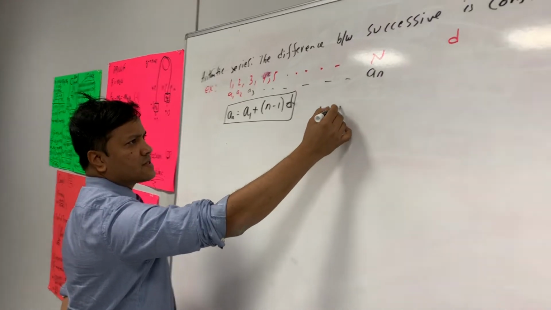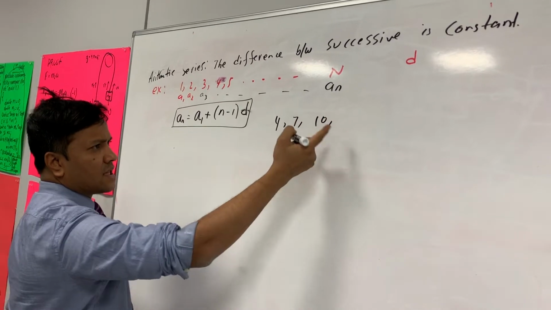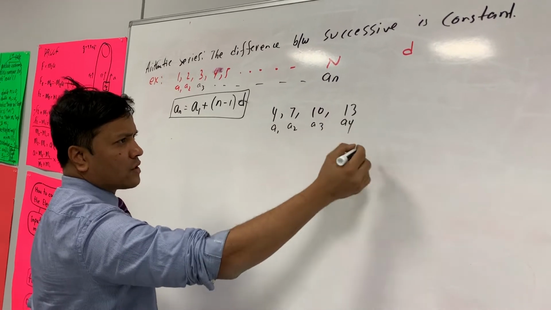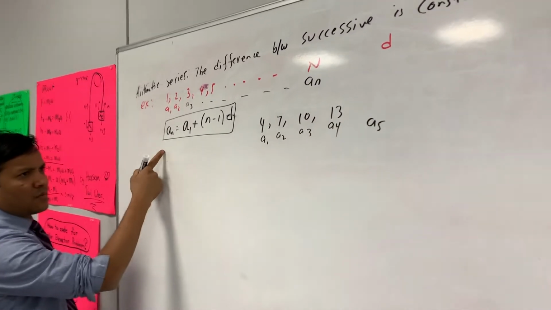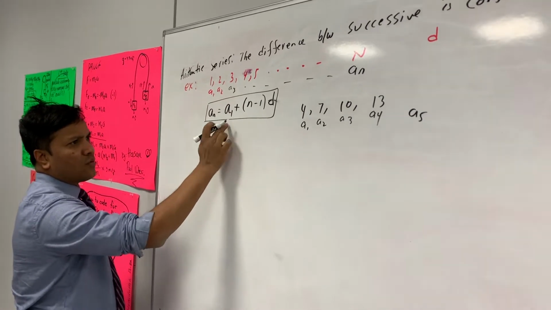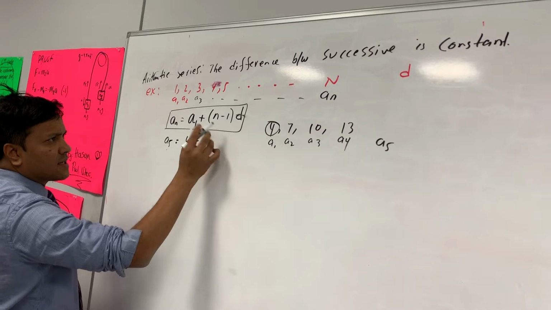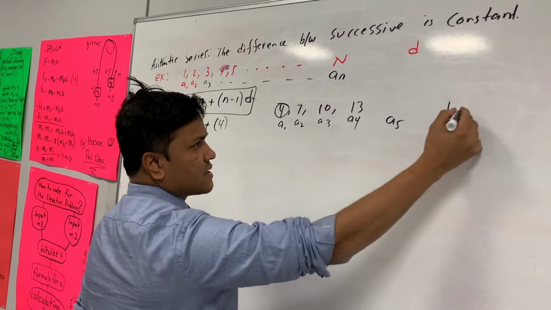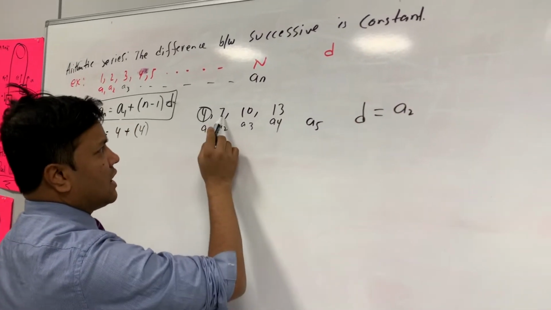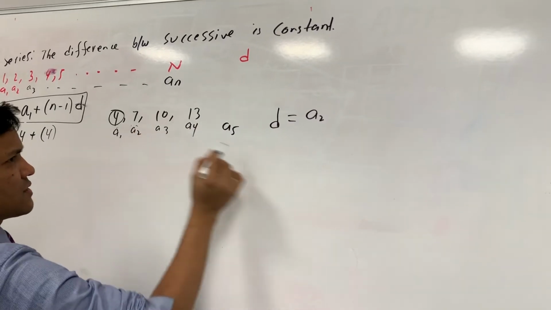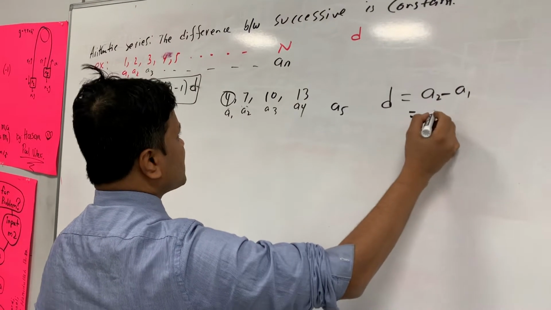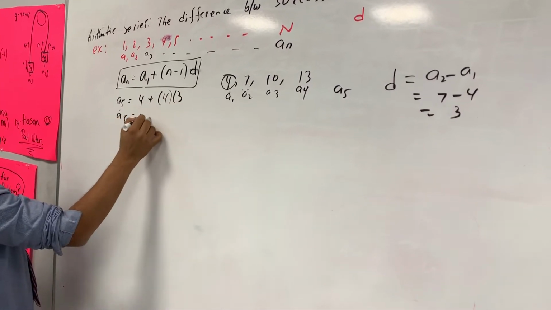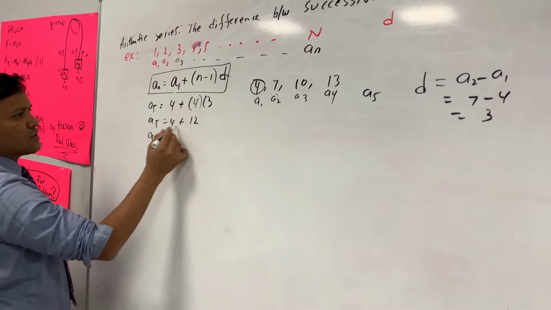Another problem: 4, 7, 10, and then 13. So this is A1, this is A2, this is A3, this is A4. Let's use this formula to find A5. A5 is equal to, A1 is 4 plus n minus 1, so 5 minus 1, this is 4, times D. So how can I find D? D is the difference between two successive terms. So A2 minus A1, which is 7 minus 4, which is 3. So A5 is equal to 4 plus 12. So A5 is equal to 16.